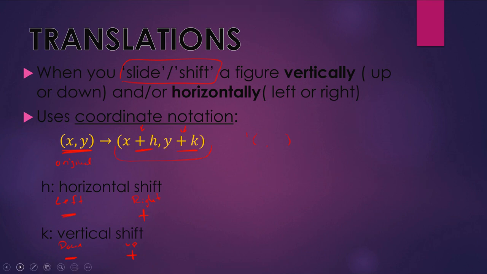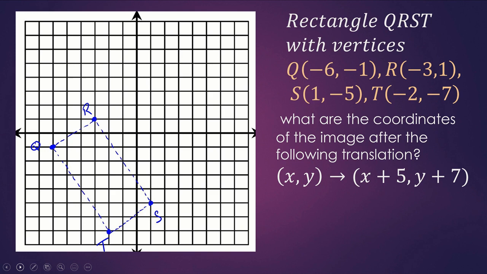So let's take a look at our first example here on translations. Here we're given a rectangle with vertices Q, R, S, and T, and I already plotted them for us. And they're asking you, after you apply this translation here, what are going to be the new coordinates, right? First of all, this translation is interpreted as you're going to move 5 units to the right. And this second part is telling you you're going to move 7 units in the up direction, right?